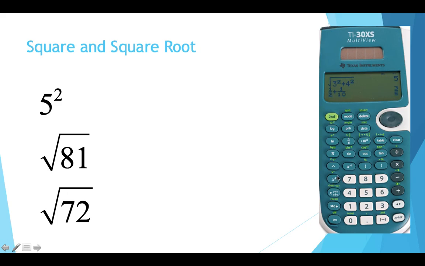So let's move on to square, which is this button right here. That x squared, or x to the second power, means whatever number I put in is then squared. So if I hit 5 and then hit that button and then hit enter, it'll give me an answer of 25.